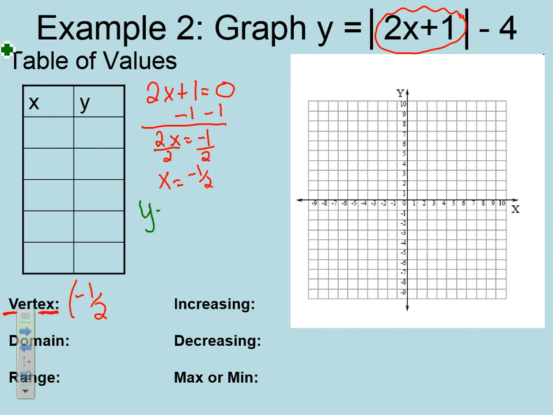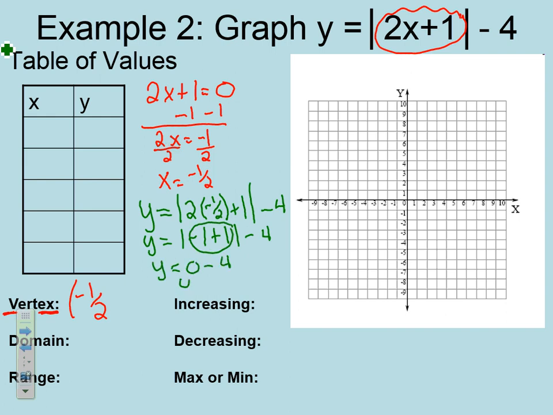So y equals the absolute value of 2 times negative 1/2 plus 1, absolute value, minus 4. Y equals the absolute value of negative 1 plus 1, minus 4. Well, everything in here is going to be 0, so y equals 0 minus 4. Y equals negative 4. So now that we have our vertex, it goes right in the center of our table: negative 1/2, negative 4.